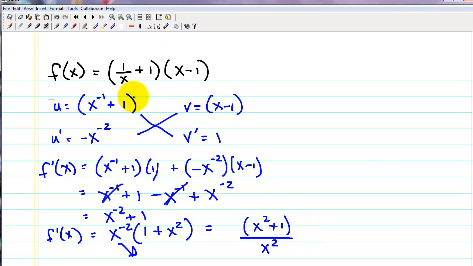So hopefully this technique of picking the two parts of our original function and setting them up as two items, and then below them take the derivative of each item, and then you can cross multiply, and that automatically gives you the product rule.